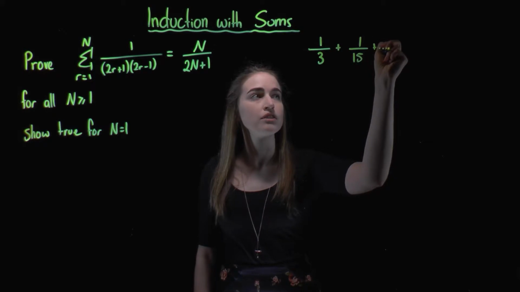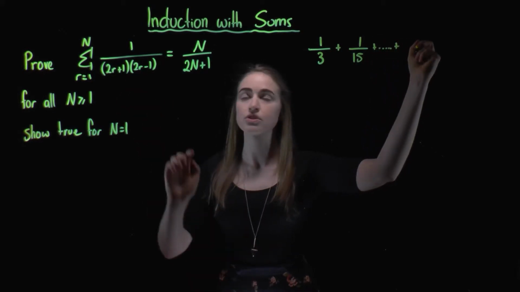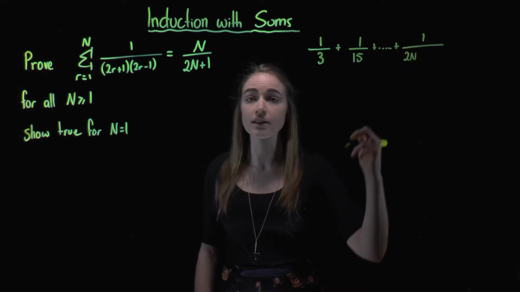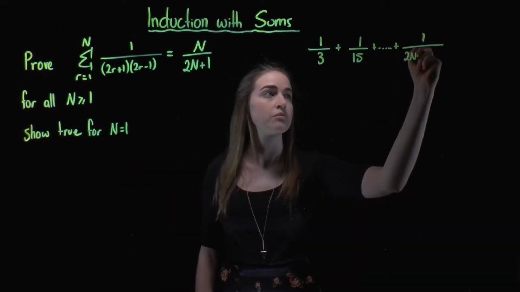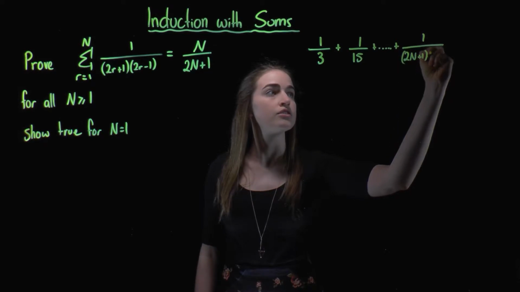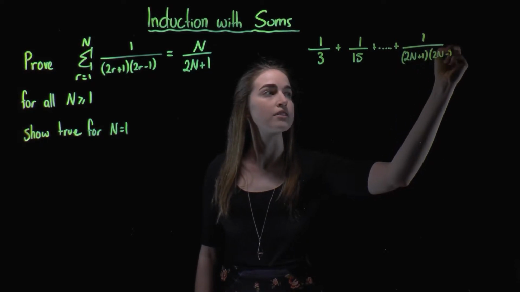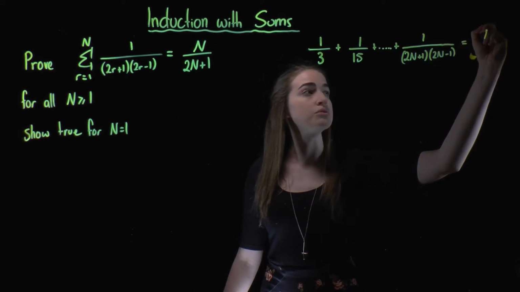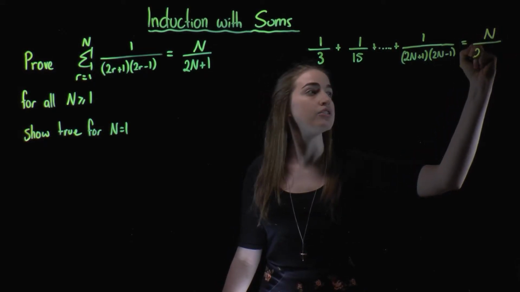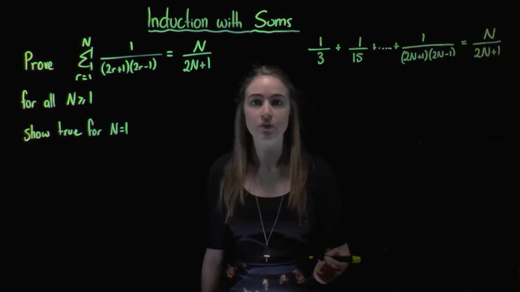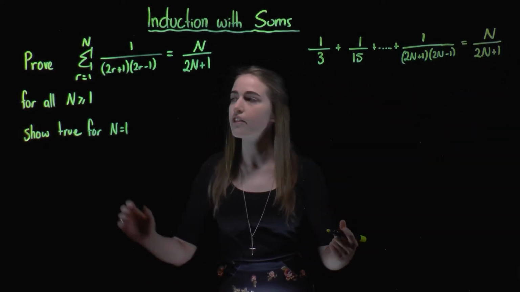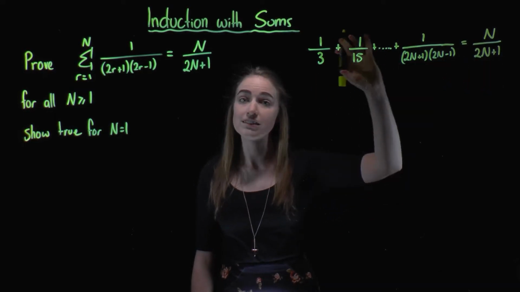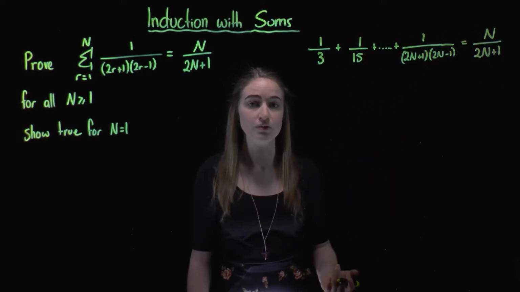And I could keep going all the way up until I got to 1 over (2N plus 1)(2N minus 1), because capital N is my upper limit. And I want to prove that that is always going to be equal to n over 2n plus 1. So I've rewritten my question rather than using this sigma notation. I've rewritten that whole thing, and this is now what I'm going to use in my proofs.